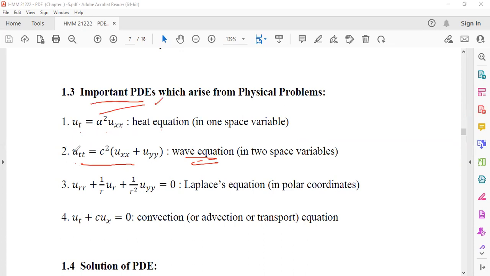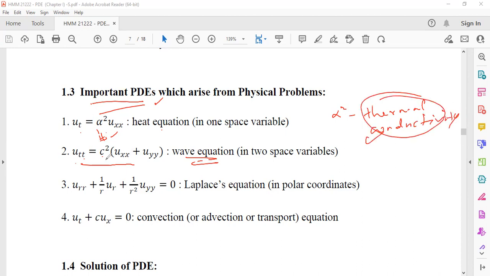So what do you think? u_tt means the second partial derivative with respect to time, and c squared. Alpha squared and c squared are the same kind of thing. For example, alpha squared may be the thermal conductivity of the rod; those are physical things. Maybe alpha squared is something else according to the wave equation. So u_xx plus u_yy in two space dimensions, because these are 2D variables.